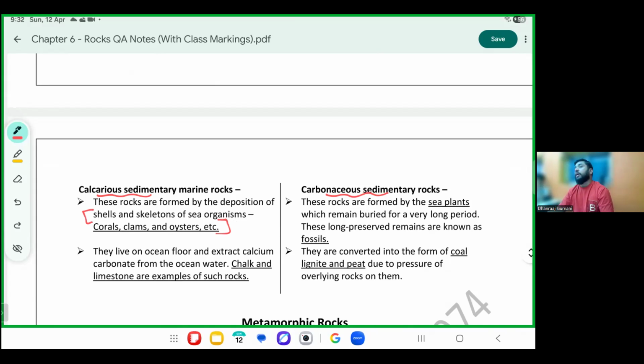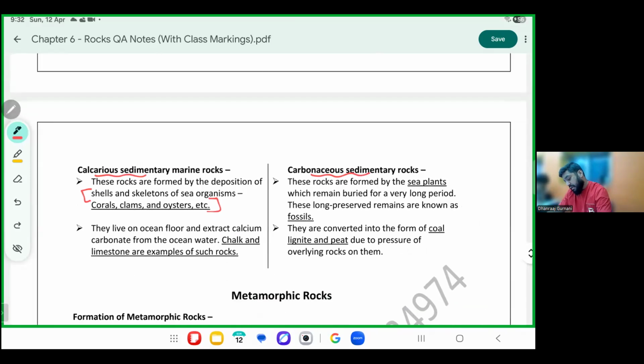Calcareous sedimentary rocks are shells and skeletons of sea organisms. They have corals, clams, and oysters. They are found on the ocean floor and extract calcium carbonate from the water. Examples are chalk and limestone.